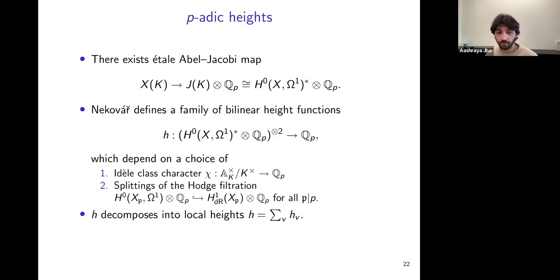And one sort of important point is that h decomposes into local heights, just like the Néron-Tate height. So here, I haven't told you how many idele class characters one has, but for example, for imaginary quadratic fields, we do have two. So while there's one Néron-Tate height, there could be several p-adic heights for just one prime.